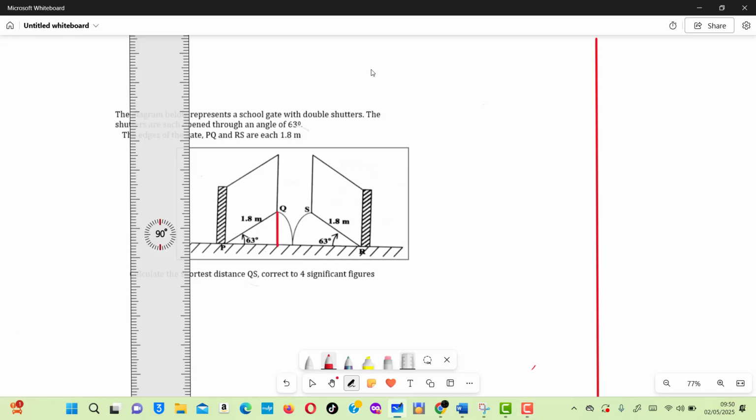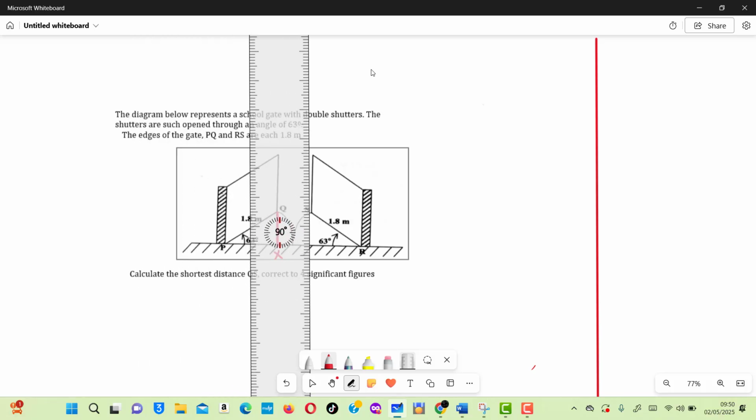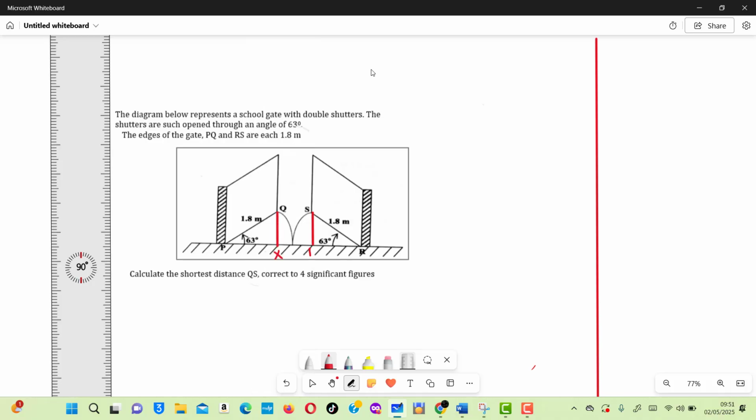So this line, this Q, will meet the horizontal somewhere, X. So we could find the distance PX. Then we could also drop a perpendicular from S to meet the horizontal line PR at somewhere, let's call it K. So if we could, for example, get PX and KR, we can find QS easily, because if we join Q to S, we are forming something like a rectangle or a square.